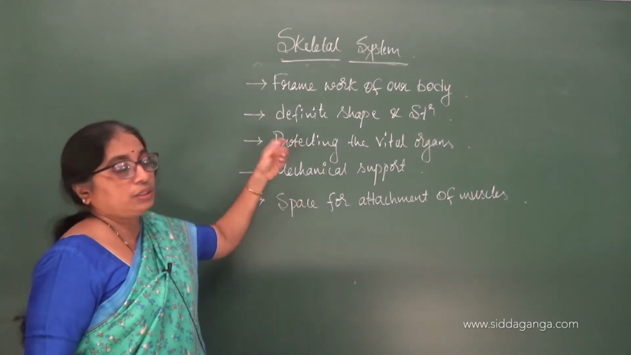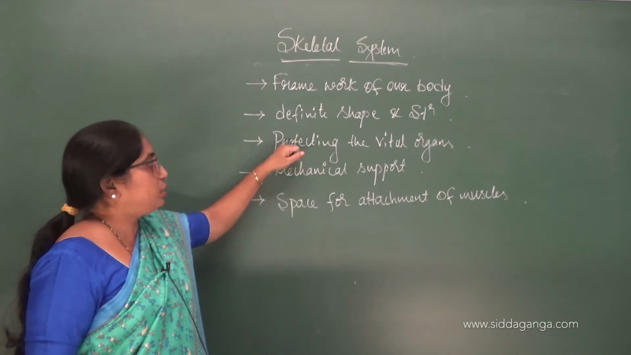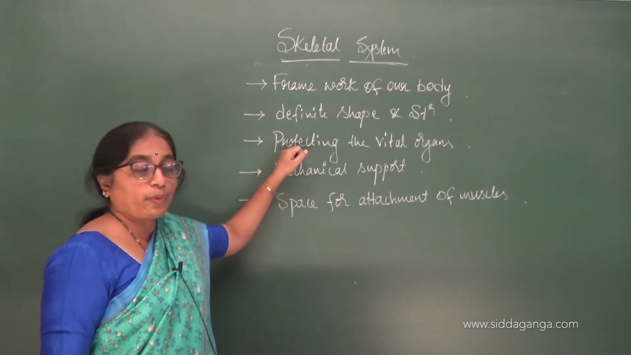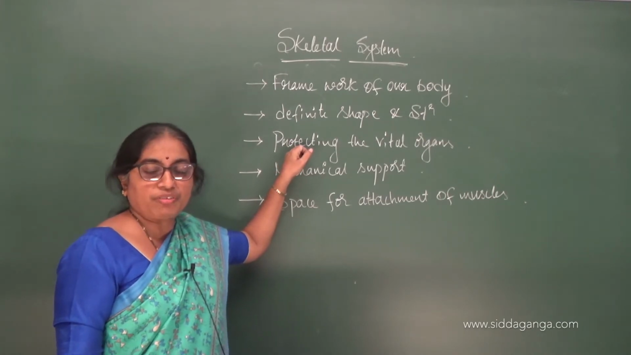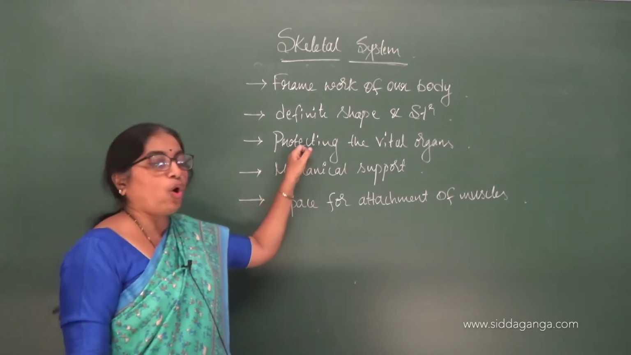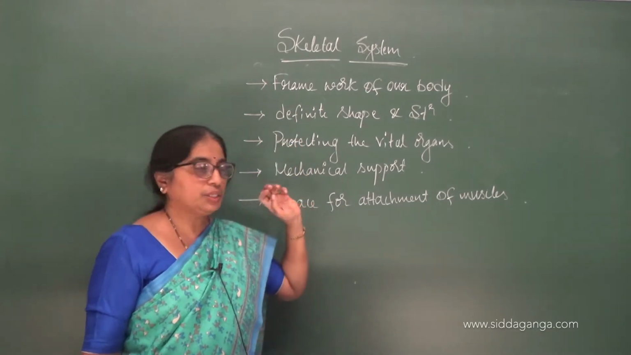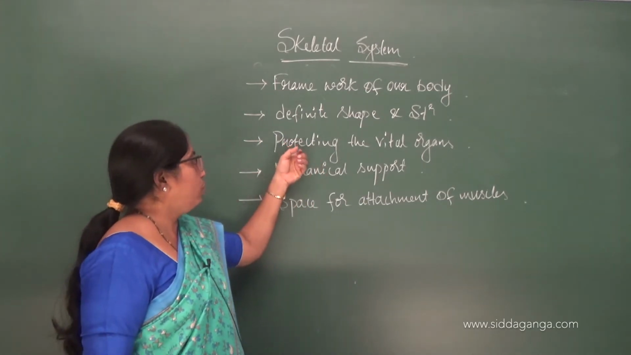These bones, or the skeleton, also provide protection to the various vital organs. For example, the brain, which is a very important organ, is protected by the skull, which is made up of bone.